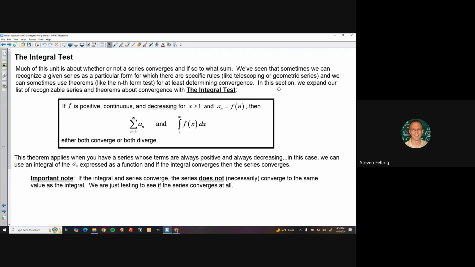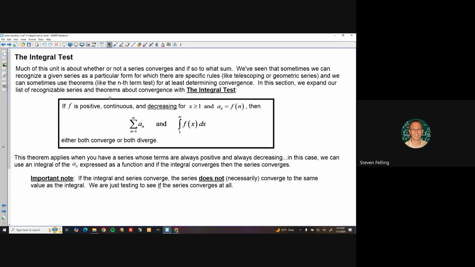All right, so let's get right into it. We're going to expand our list of recognizable series. So far, the only other series we've seen is the geometric series, which converges when the common ratio is less than 1. And we've seen the nth term test for divergence, which can be used just to show that a series diverges, but it can't be used to show that a series converges.